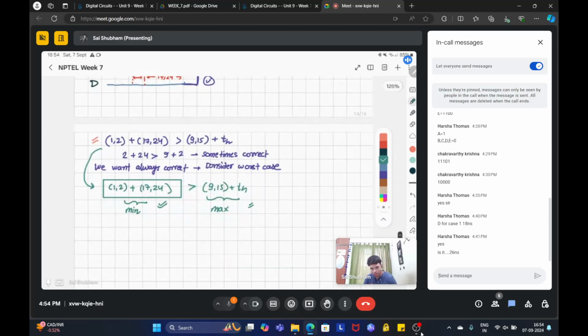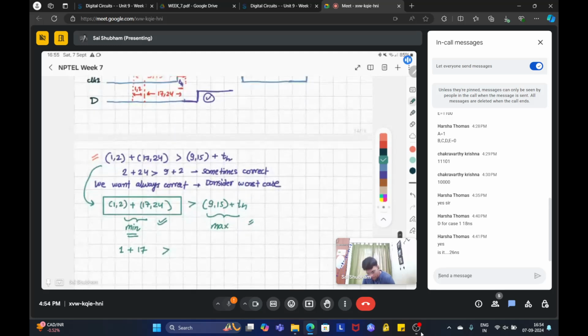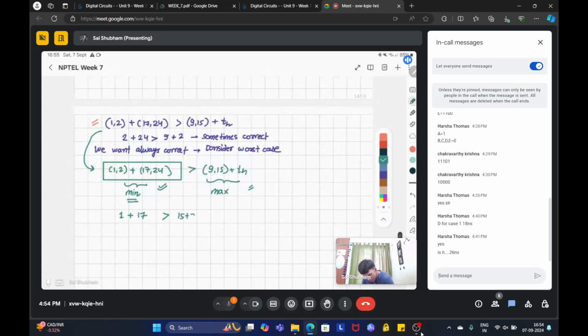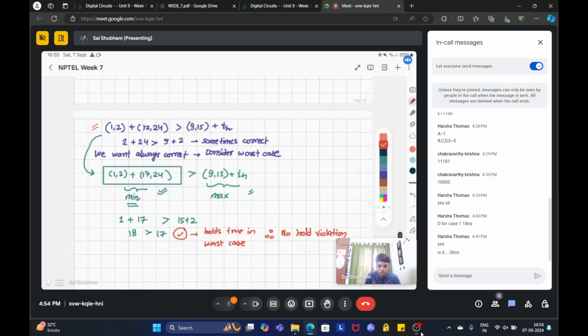But that we don't want. We want the worst case scenario, so we will take the minimum value. It's 1 plus 17, which should be greater than the maximum value here, 15 plus 2. So 18 is greater than 17, which means the relation holds true in the worst case. Therefore, no hold violation. This is clear, right, till now, that there is no hold violation.